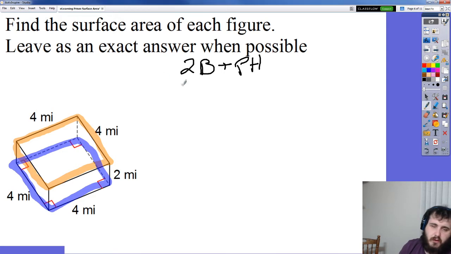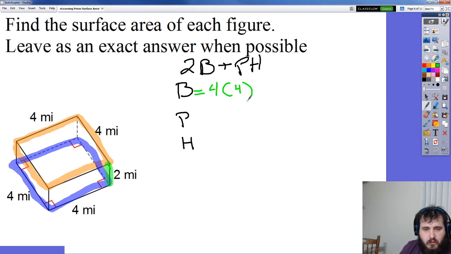So let's find the area of the base. Let's find the perimeter. Let's find the height of the prism, and let's identify the height of the prism. Let's use the highlighter here. Like that. There's your height. Okay, so area of the base. Well, it's just base times height, which is 4 times 4, because it's a rectangle, or a square if you prefer. What's the perimeter? Add it around. 4, 4, 4, and 4.